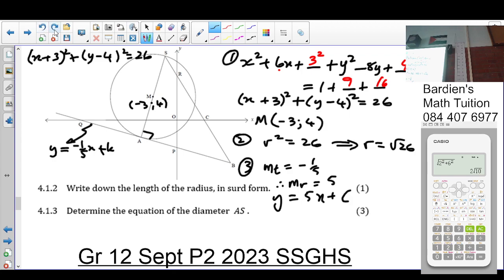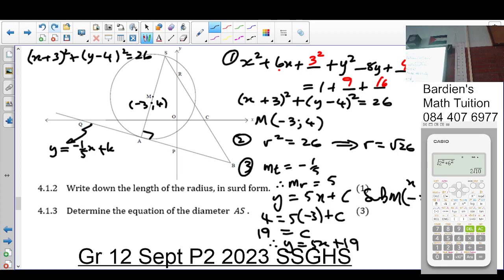We're going to substitute M, which is negative 3 and 4, that being an x and a y. So 4 is equal to 5 times negative 3 plus c. So that's negative 15. Negative 15, take it over, becomes positive 15. So c is 19. So therefore y is equal to 5x plus 19. That's the equation of your diameter. Okay.